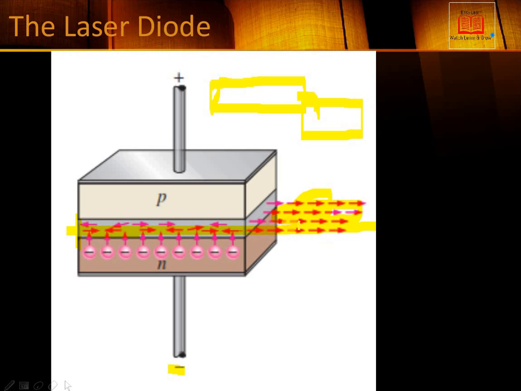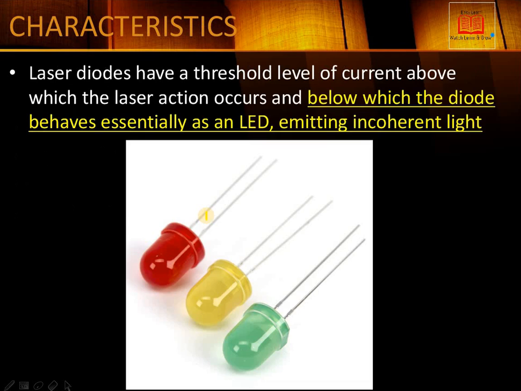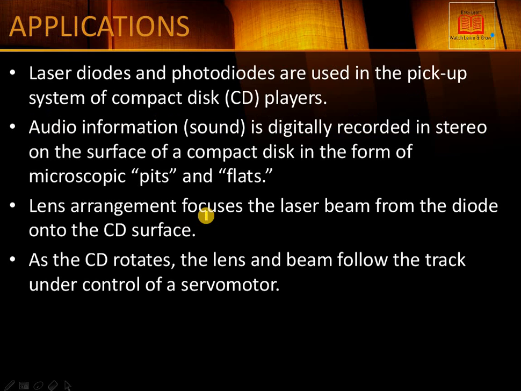This beam, if it will not occur, the diode will behave like a normal LED, which means it will not emit monochromatic light. It has more bands, a bundle of a couple of bands of width involved, so it may change towards chromatic light, and it looks like a normal LED as shown in the figures as well, below which the diode behaves essentially as an LED emitting incoherent light.